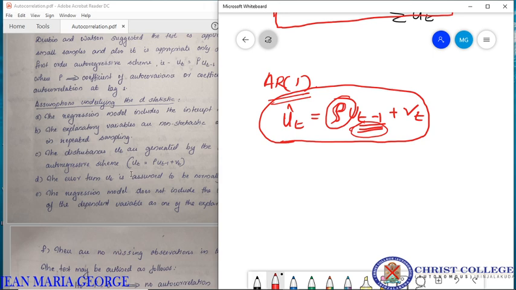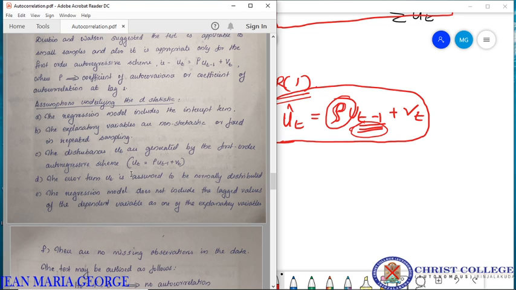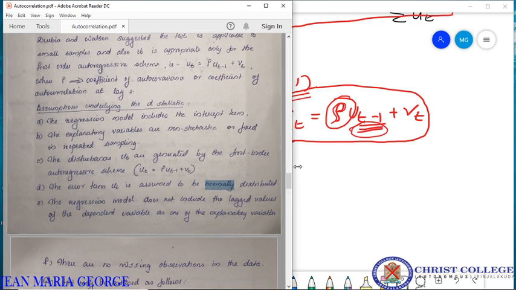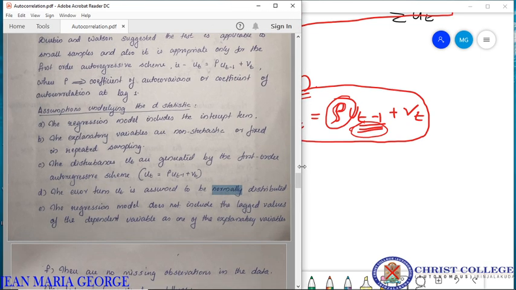Now the fourth assumption is that the error term is assumed to be normally distributed. Fifth assumption: the regression model does not include lagged values of the dependent variable. That is an important assumption. In the regression equation, the explanatory variables will not include the lagged value of the dependent variable.